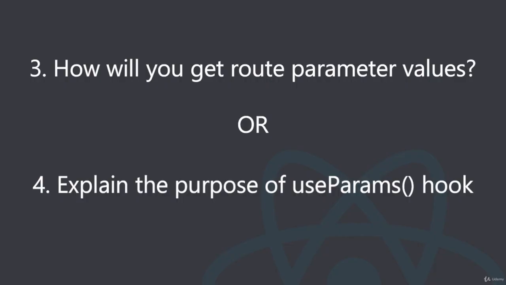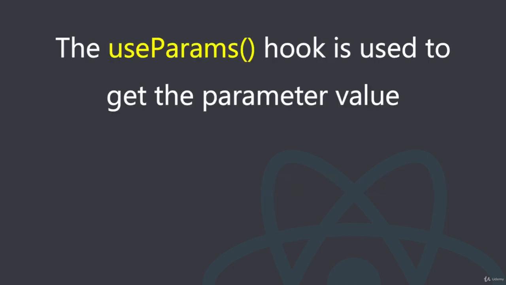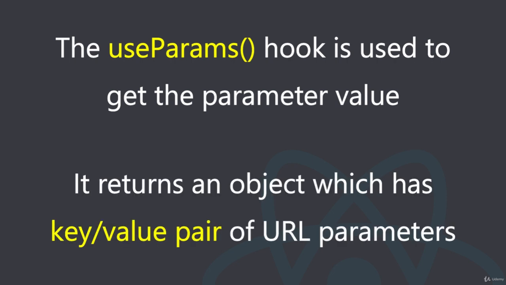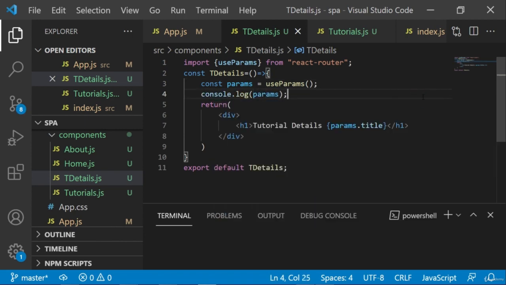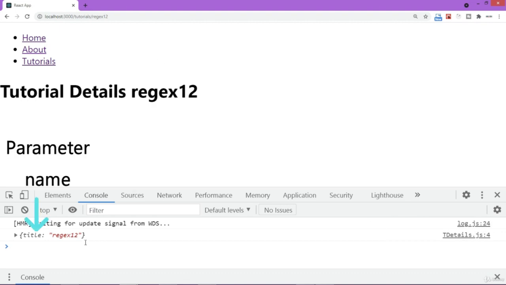The next question is, how will you get route parameter values? Or the same question can be asked, explain the purpose of the useParams hook. The useParams hook is used to get the parameter value. It returns an object which has key value pairs of URL parameters. Let's practically try with a console log statement. As you can see, title is the parameter name, and at the moment regex12 is the value given as a parameter. So the useParams hook can be used, and we are going to implement that practically in the next couple of sessions.